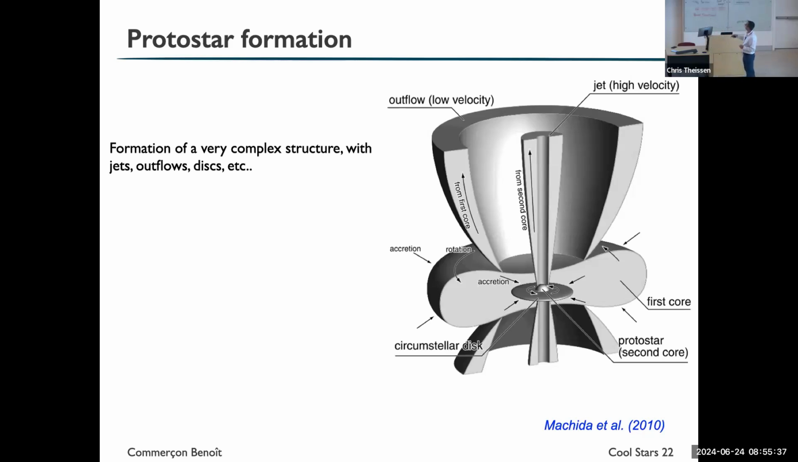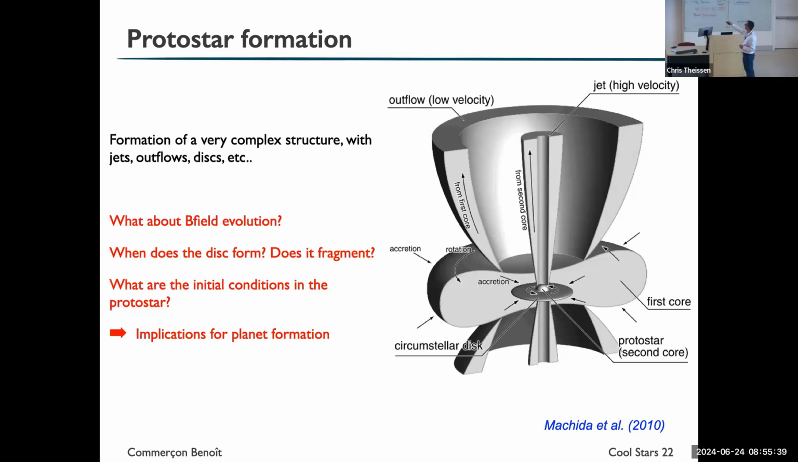So now the question is, what about the magnetic field evolution through all these components? We also want to know, when does the disk form? Does it form around the second core or around the first core? Do we have two disks? Does this disk fragment? And also, we want to know what the initial conditions are in the newborn protostar in terms of angular momentum and magnetic field. And of course, all of this will have some implication for further planet formation.